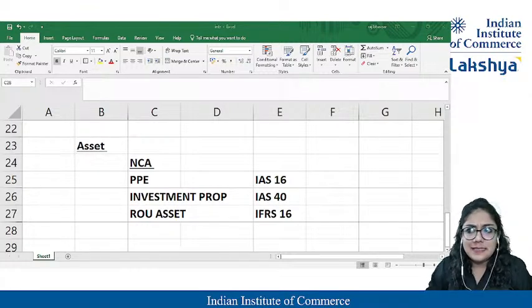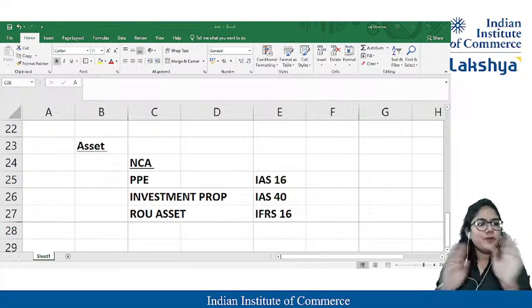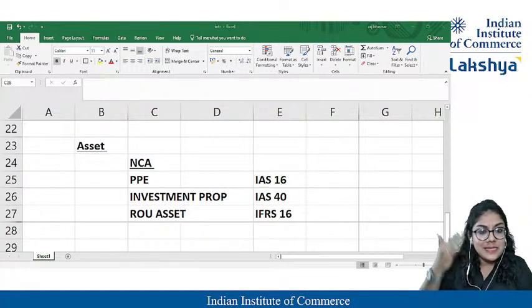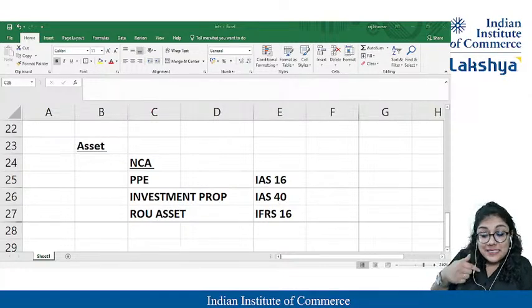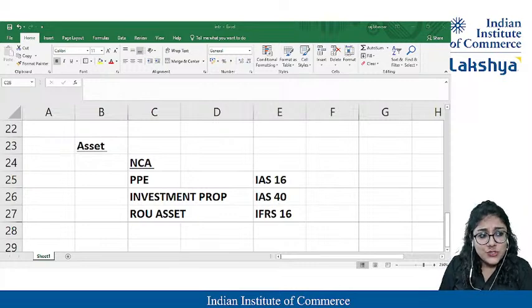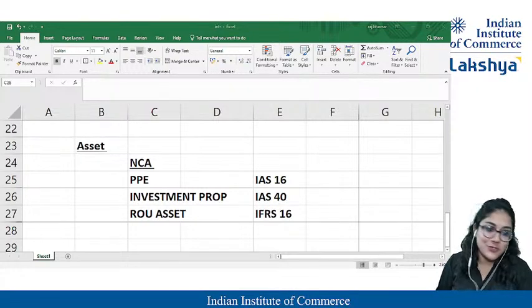Ma'am, you are telling that if it is a lessee, still I have to record an asset? Yes. Before it was not as such. Before only the lessor was the one creating the asset. Now it is the lessee who is going to show the asset. But is it that asset which is being owned by the lessee? It's not that.